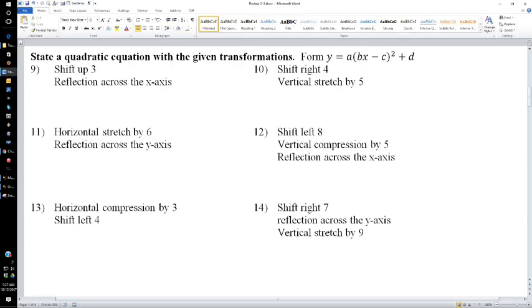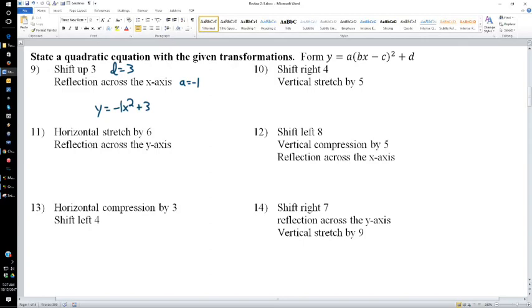Okay? So we're still using page 6 in your notes, but we're kind of looking backwards. To shift up 3, go down to where it says shifting up, and that's where your D value is greater than 0. In this case, your D value would be 3. And a reflection across the x-axis: is that an A or a B? Check your sheet. Which one goes across the x? Well, that's A. So to reflect, your A has to be negative. Those are the only two things I've got. I've got y equals negative x squared plus 3.